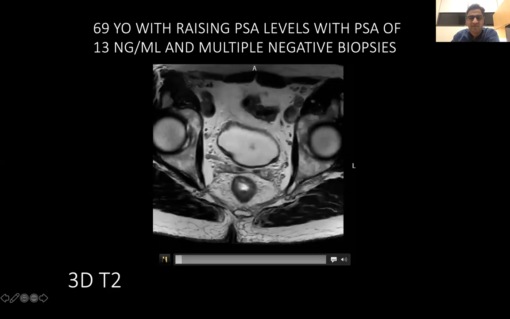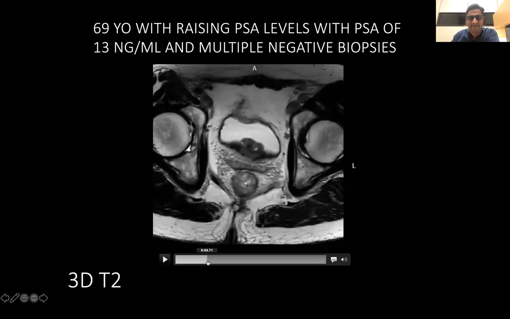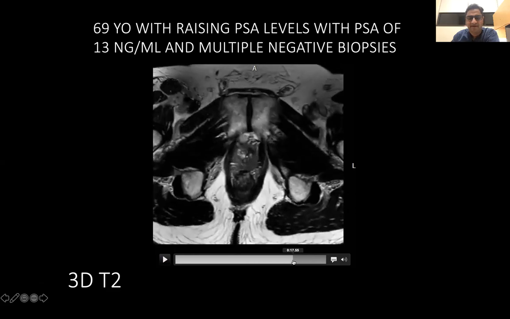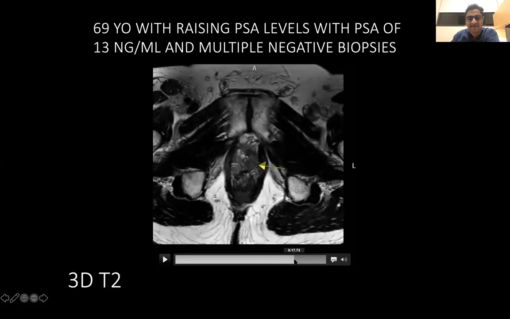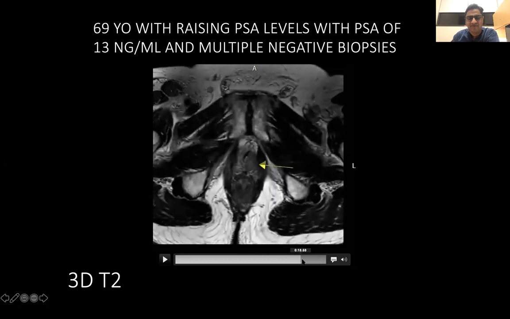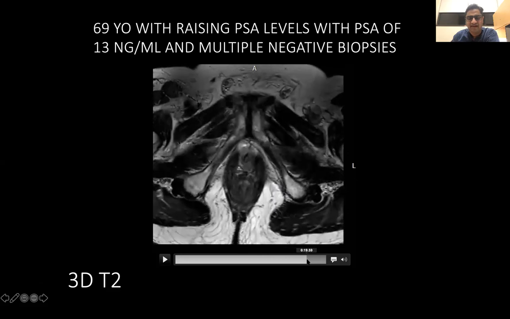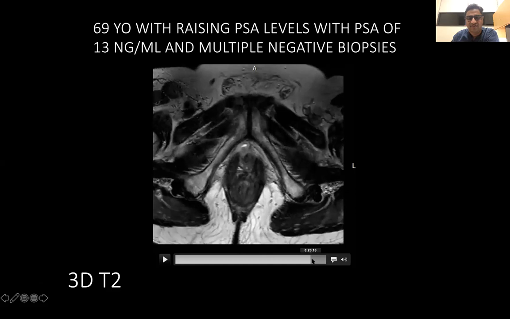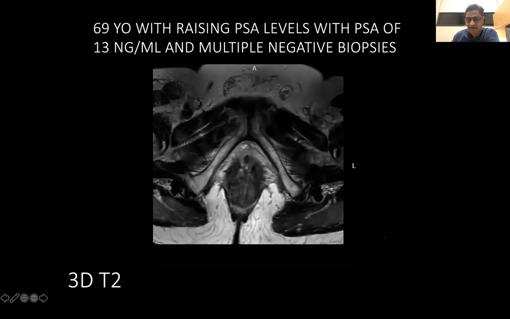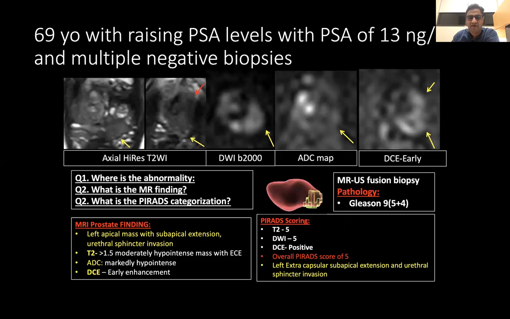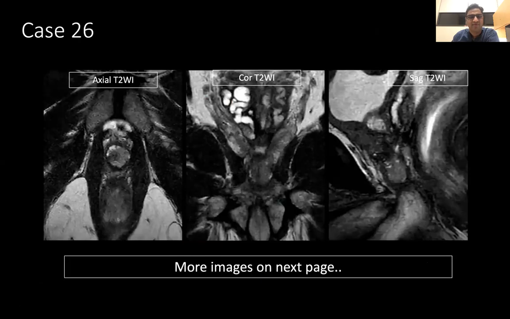I'm going to play again one more time, and see that this is the apex tumor and the peripheral zone extending inferiorly, and there is invasion of the urethral sphincter that's interrupting that hypointense line of the urethral sphincter there. And so if the patient undergoes prostatectomy, there will be positive margins. So that's not going to be an option in this patient. It's important to document that. And this biopsy turned out to be Gleason 9, 5+4.